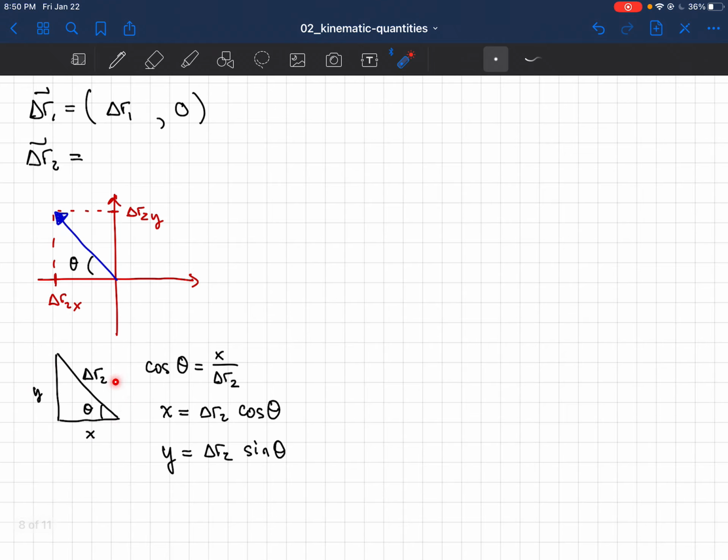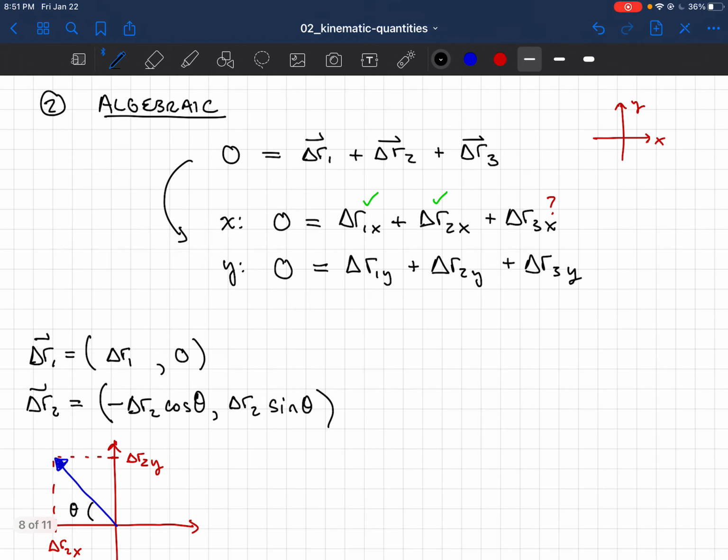Those are the positive sides of a right triangle, but they're not necessarily the components because this tick mark here is on the negative x-axis. So if I'm going to write out the components, they are going to be minus what I found for x, which is delta r2 cosine theta. And then the y component here is a positive number, so that's going to be positive delta r2 sine theta.